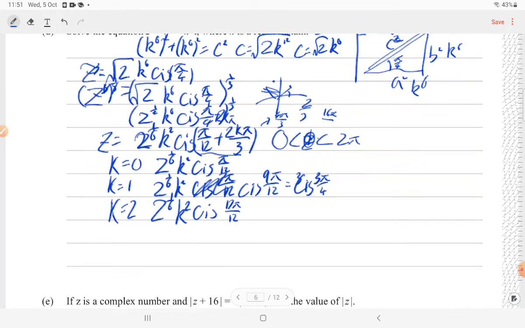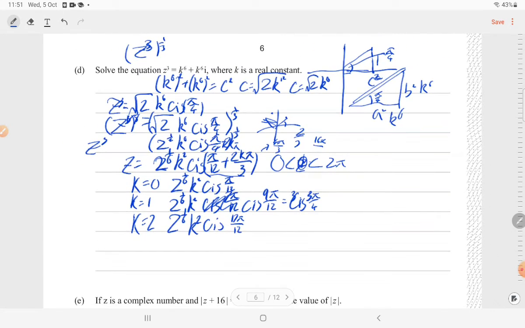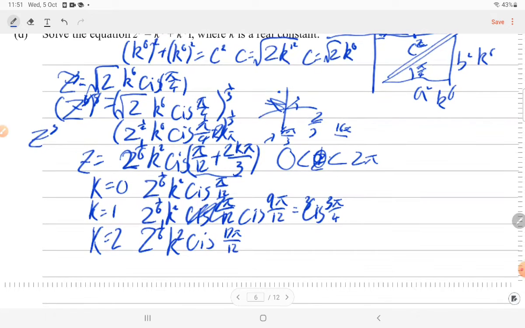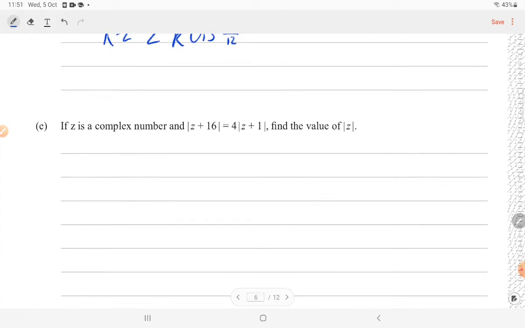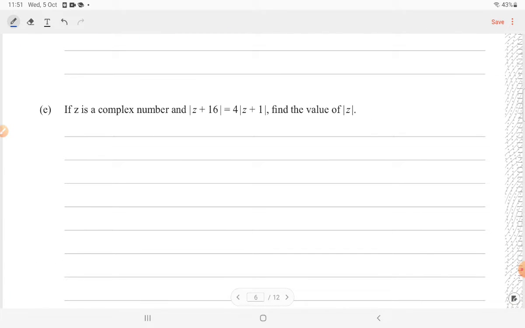And because the original question was z to the power of 3, there will only be 3 solutions. Next question: if z is a complex number, z plus 16 equals 4 times the absolute value of z plus 1, find the value of the absolute value of z.